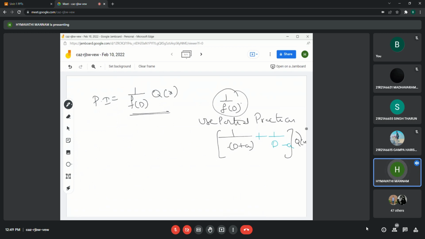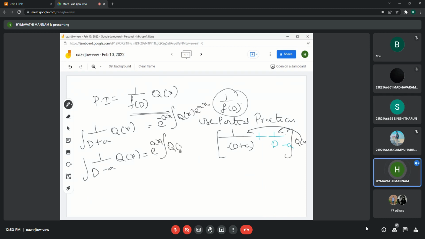You have to multiply Q of x with each of these terms and use the formulas of 1 by D plus a into Q of x and 1 by D minus a into Q of x. So 1 by D plus a into Q of x is equal to e power minus ax integral of Q of x into e power ax dx. And 1 by D minus a into Q of x is e power ax into integral of Q of x into e power minus ax dx. This is the actual formula used to find a particular integral. But using it always is a very lengthy process, so that's why we are using different cases to find the particular integral for different functions.